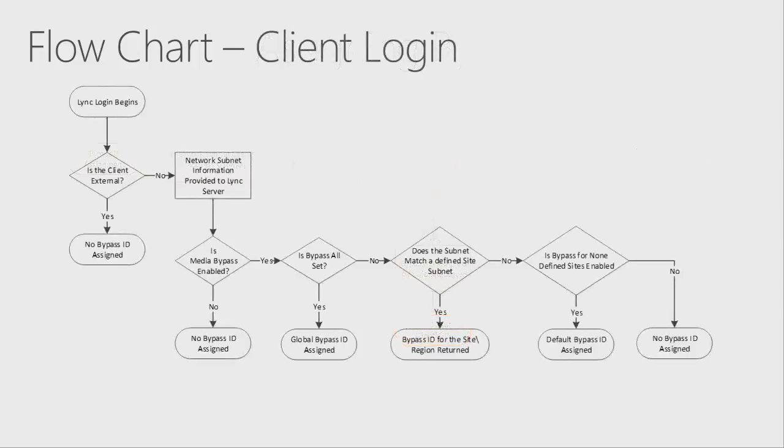So what happens when the client logs in? We log in and we look if the client's external or not. If it is external, we don't assign any bypass ID. Because you're external from us, you're connecting through the edge server, odds on is we don't have a media path between that IP phone line around somewhere and the Lync client. If you do have a network path in there, then I really pity the security of your network.